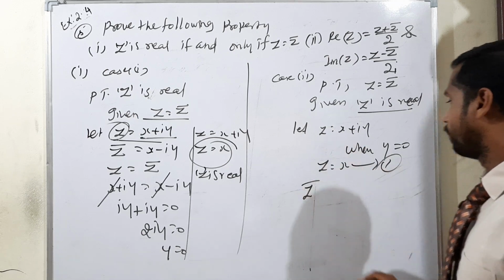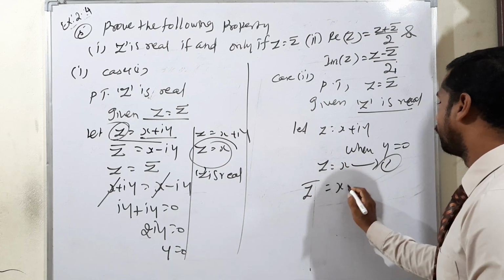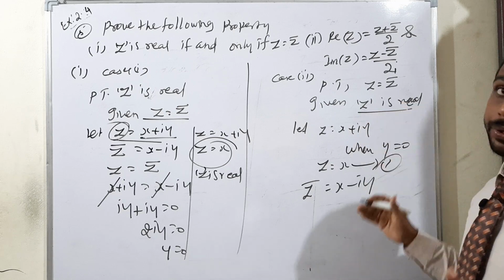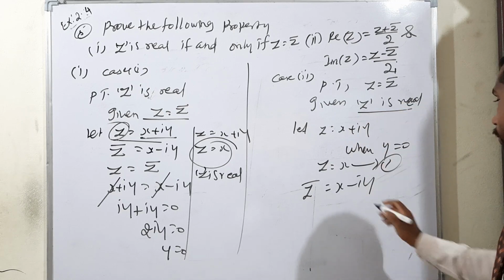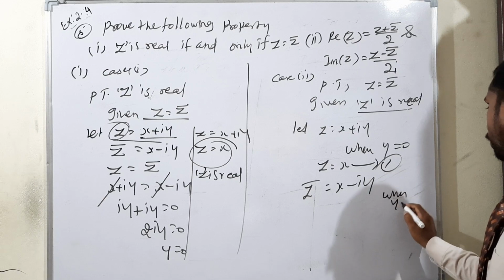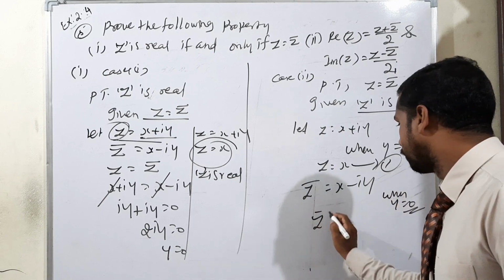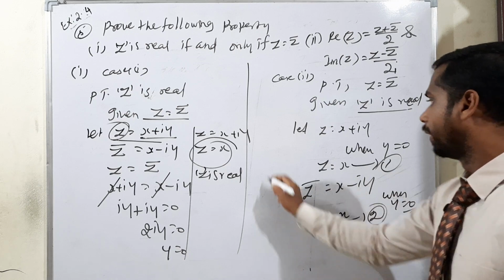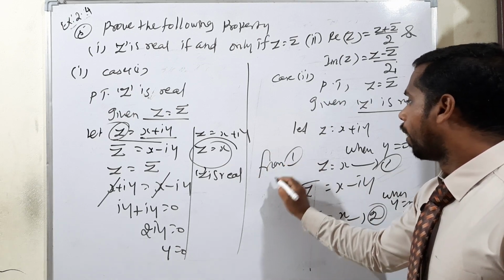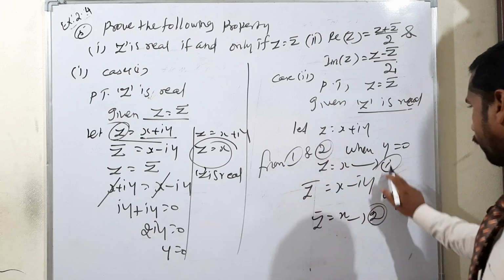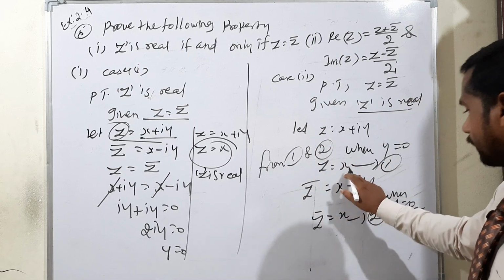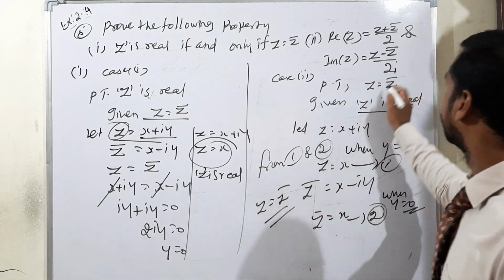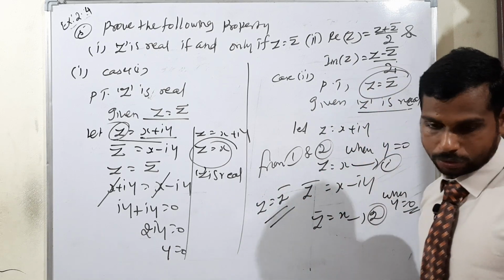At the same time, if you take z bar, what will happen? x minus iy. Here also, given z is real, definitely y is equal to 0. When y is equal to 0, z bar is equal to x. This is considered as equation number 2. So from 1 and 2, z is x and z bar is also x, therefore we can say z is equal to z bar. This is our proof of that condition. Case number 2 is also clear.